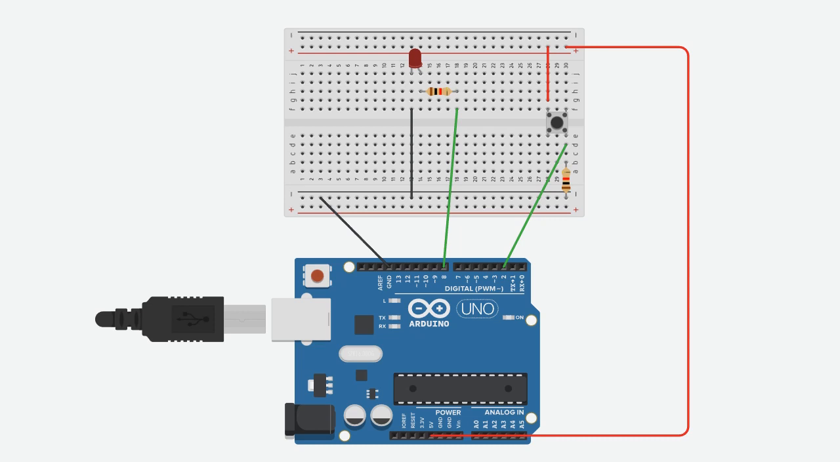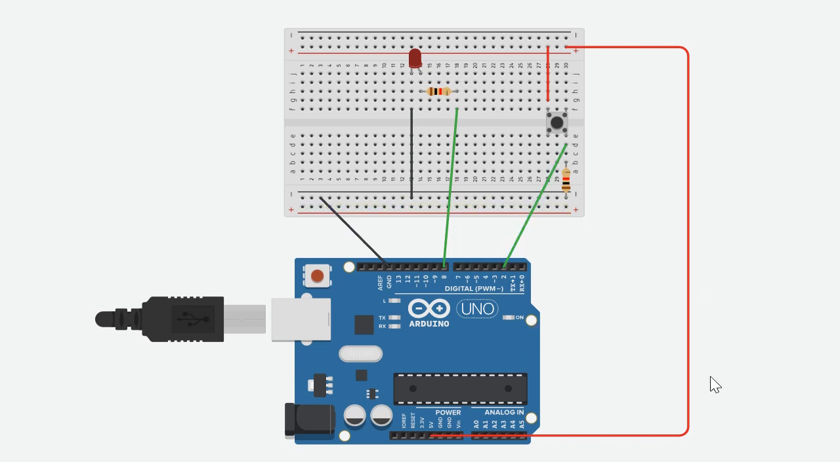Hey everyone, in this video we'll make an LED blink whenever the button is pressed. So we've got a button which is connected to pin 2, and then an LED which is connected to pin 8. And we also have two resistors. Each of the resistors is 1K. Then we of course have an Arduino Uno and a breadboard.